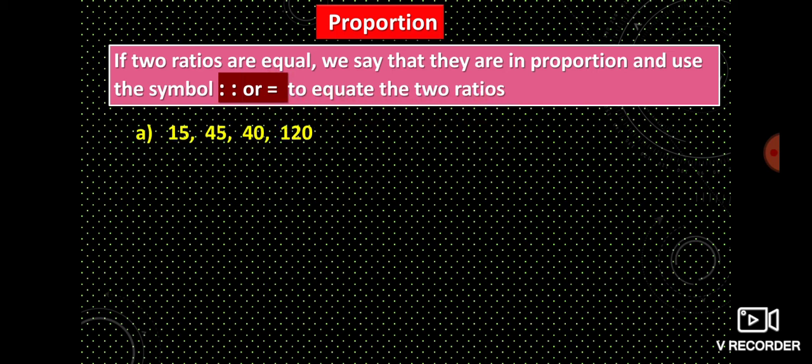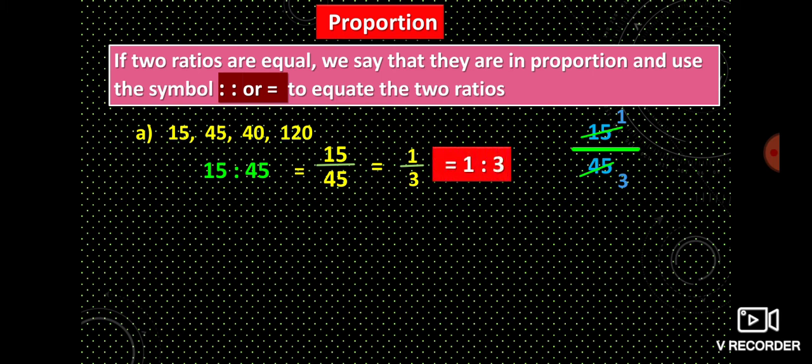First we do one question. 15, 45, 40, 120. If these four numbers are in proportion, that is the question. For doing this, first we select these two pairs. First two numbers are one pair, second two numbers are second pair. That is 15 is to 45. 15 is to 45 equal to 15 by 45. By simplifying we will get, here you can see in 15, 1 15, in 45, 3 15, 1 by 3. 1 by 3 equal to 1 is to 3.